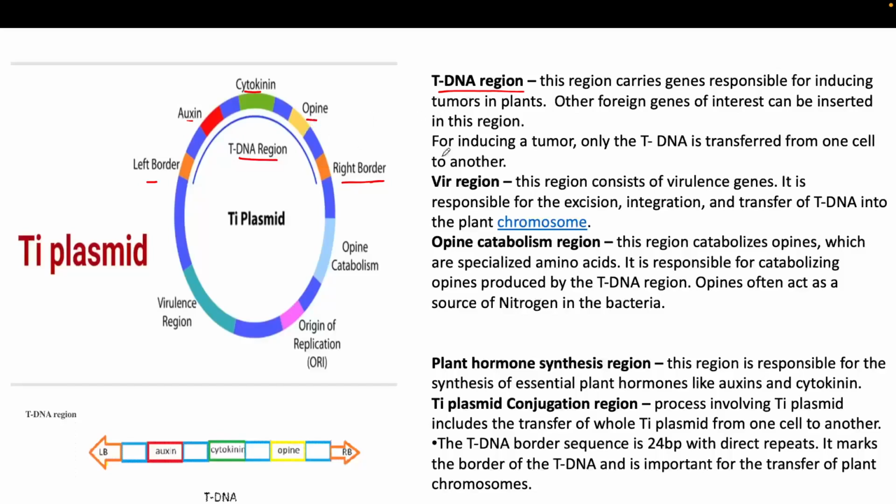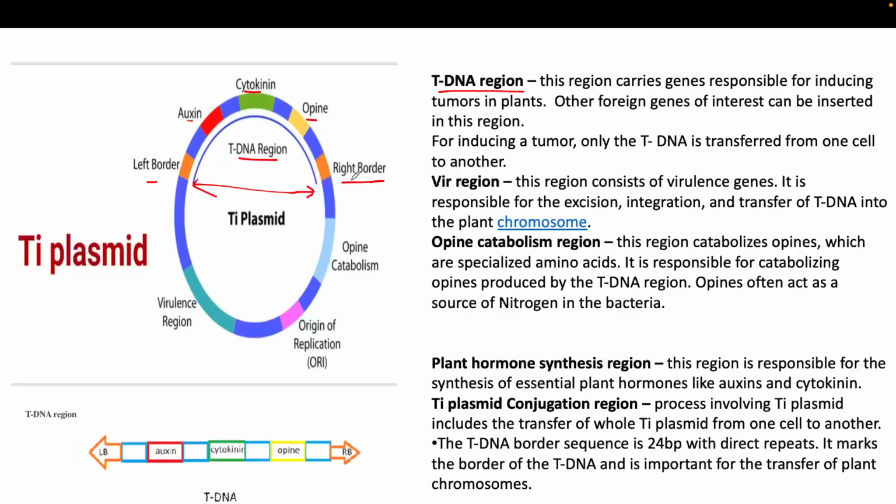Okay, so for inducing a tumor, only the T-DNA is transferred from one cell to another. Okay, so if only this part is transferred, then it can cause the crown gall disease. Okay, and by modifying this particular plasmid for our benefit, we can transfer our target gene also to the plant cell to develop the modified plant.